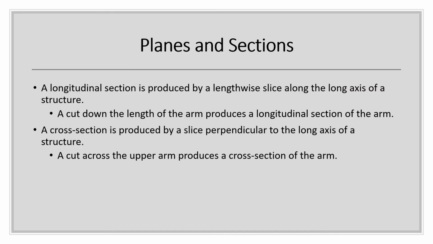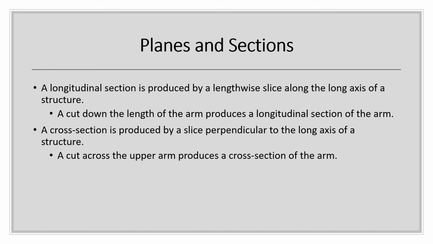A longitudinal section is produced by a lengthwise slice along the axis of a structure. A cut down the length of an arm produces a longitudinal section of the arm. A cross-section is produced by a slice perpendicular to the long axis of a structure. So a cut across the upper arm produces a cross-section of the arm.